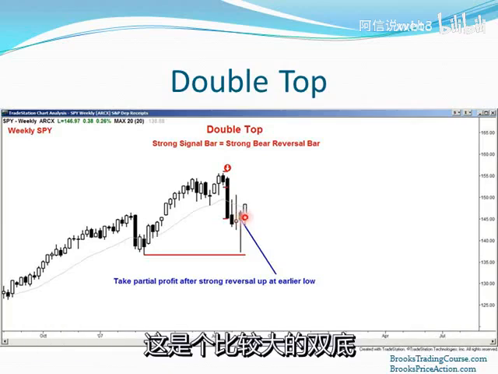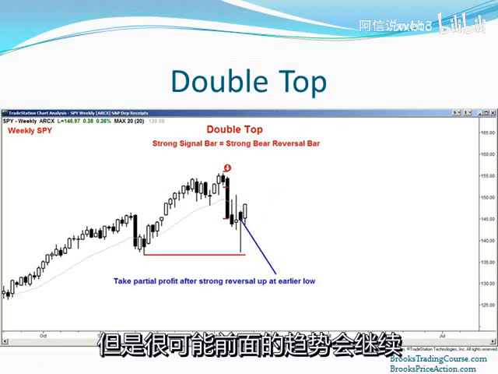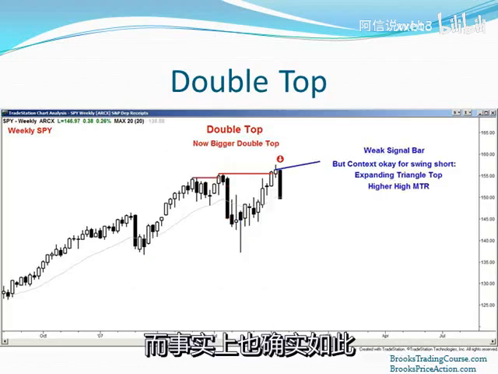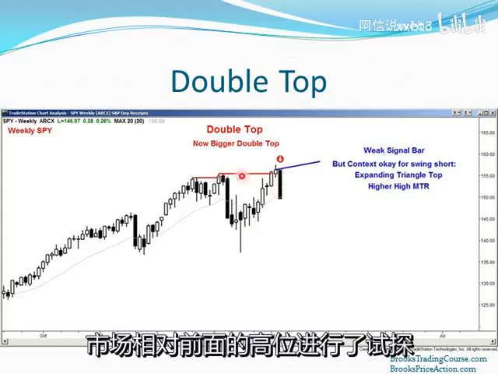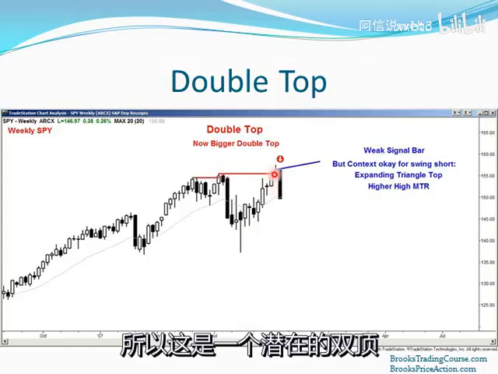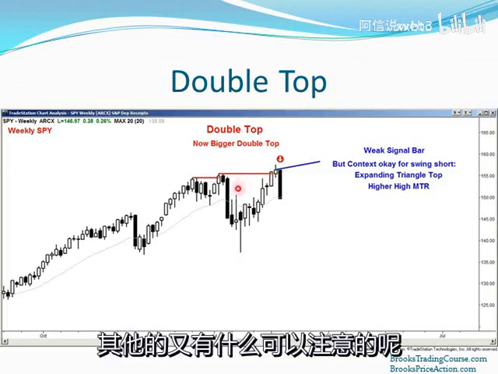As far as buying this for the large double bottom, I probably would wait, but it's possible that the trend will resume. And that's in fact what it did. However, what took place up here? A test of the prior high, so a potential double top, right? But look what else happened.